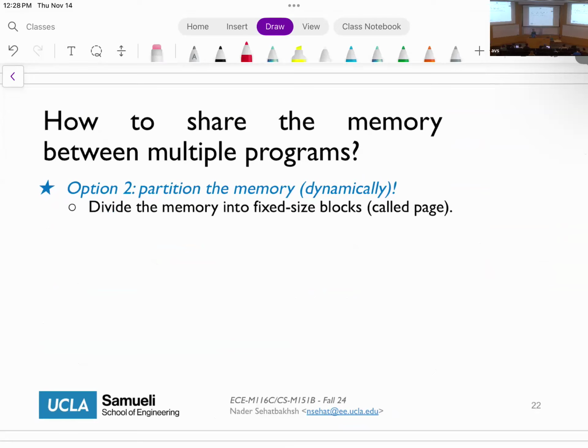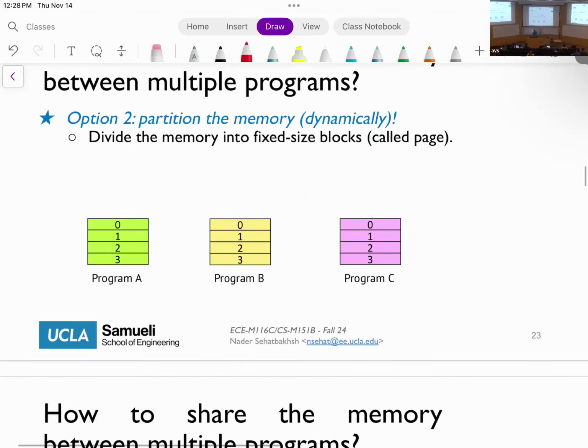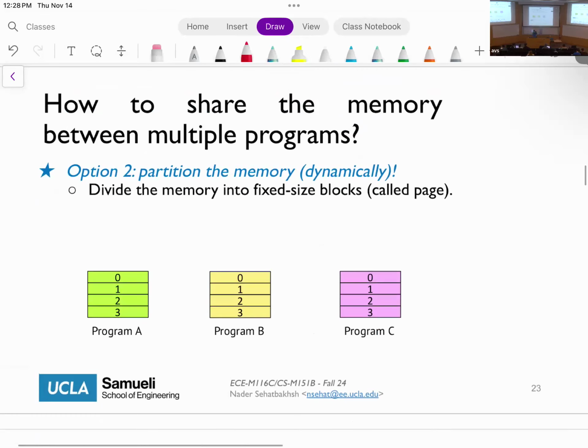In order to fix that issue, what we're going to do is divide the memory into much smaller blocks, and we call these blocks pages, okay? So these are fixed-size blocks, typically 4 kilobytes, sometimes bigger in other operating systems, but typically 4 kilobytes. And this 4 kilobytes is a continuous region in your memory, okay? Essentially what happens is that you take your memory and divide your program into these multiple pages, okay?